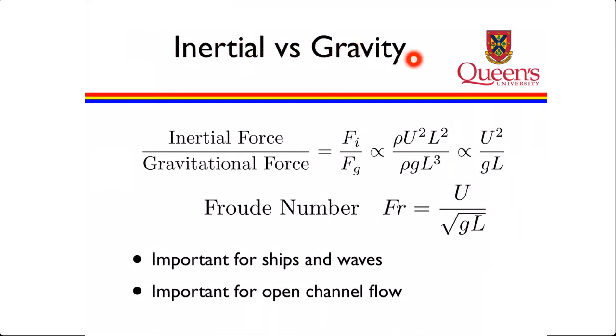If we compare inertial versus gravitational forces, we can put the inertial force on top and the gravitational force on the bottom. Taking those values and canceling through, we wind up with velocity squared on top, gravity and length scale on the bottom. If we take the square root of that, we'll wind up with the value that's commonly known as the Froude number. This Froude number is comparing the energy of motion, the inertial force, with the gravitational forces that tend to restore the position of the surface of the water. Really important if you're building ships or comparing how waves form. Really important in open channel flow. Usually not very important in most mechanical engineering contexts.